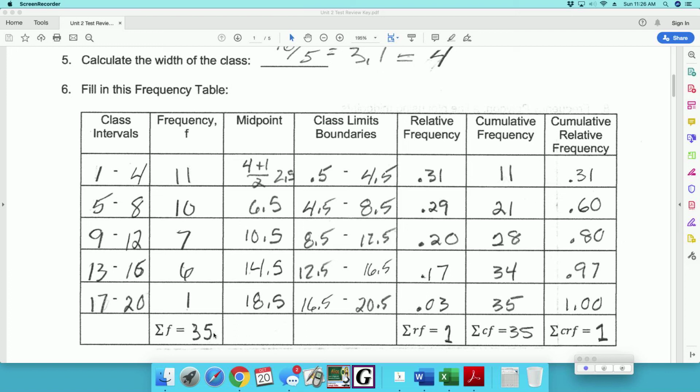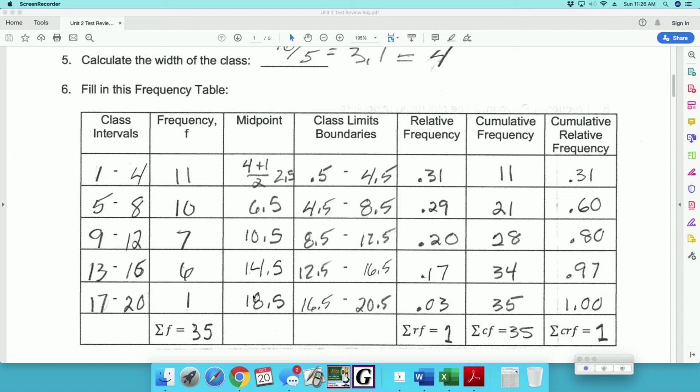Now the midpoint is just the lower limit plus the upper limit divided by 2. So 5 divided by 2 is 2.5. And you could do that for all of them. You could do the average of the 2, but you notice they're 4 apart, just like the intervals. So you just add 4. 2.5 plus 4 is 6.5. Plus 4, 10.5. Plus 4, 14.5. Plus 4, 18.5.